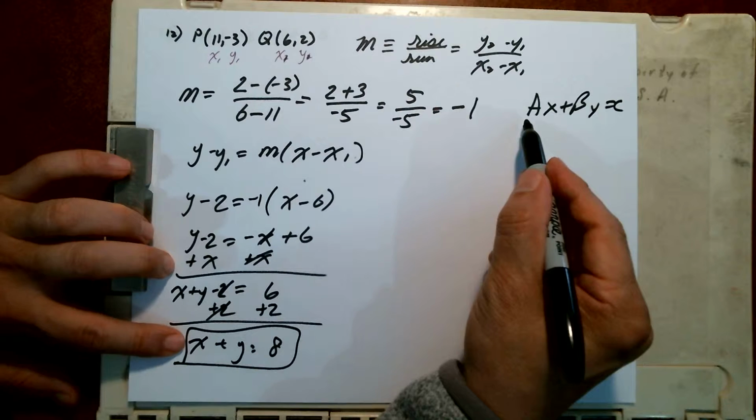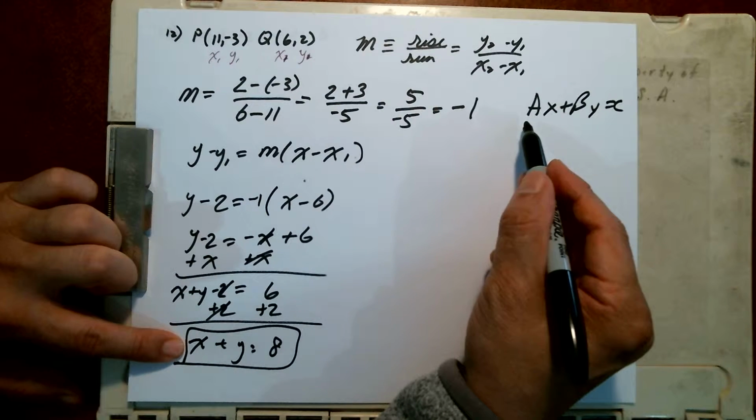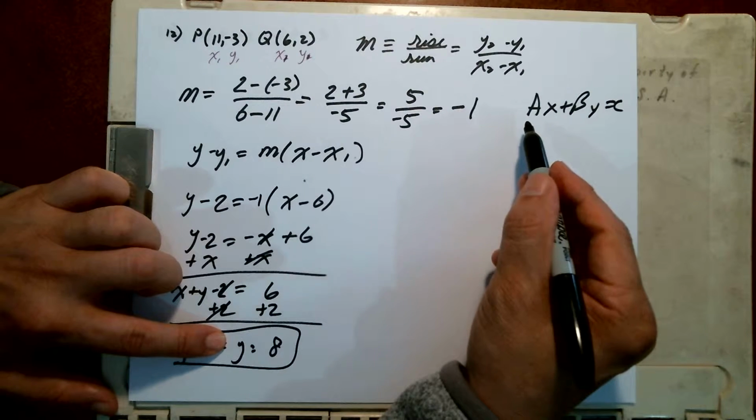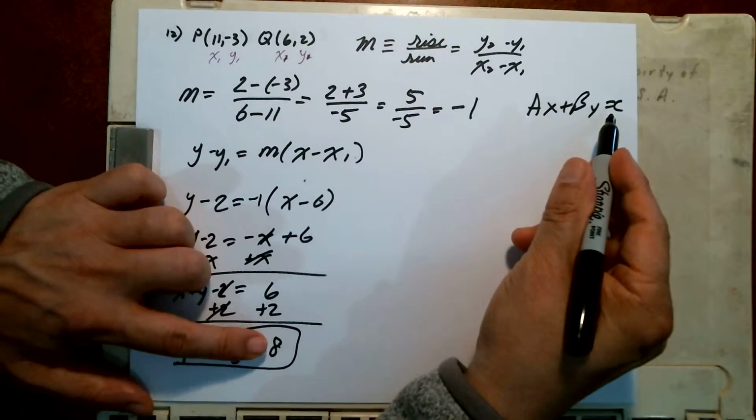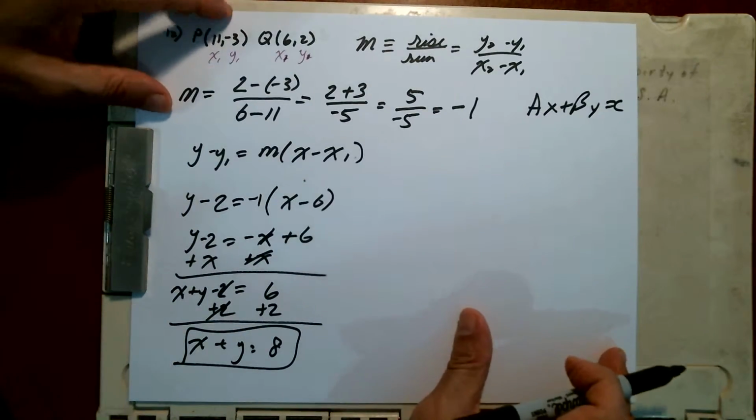A is 1 in our case because there's a 1 in front of the x. That's called a coefficient, guys. There's a 1 in front of y, which is our b value, and my constant is c. There it is. Okay, that's it. That's question number 2.